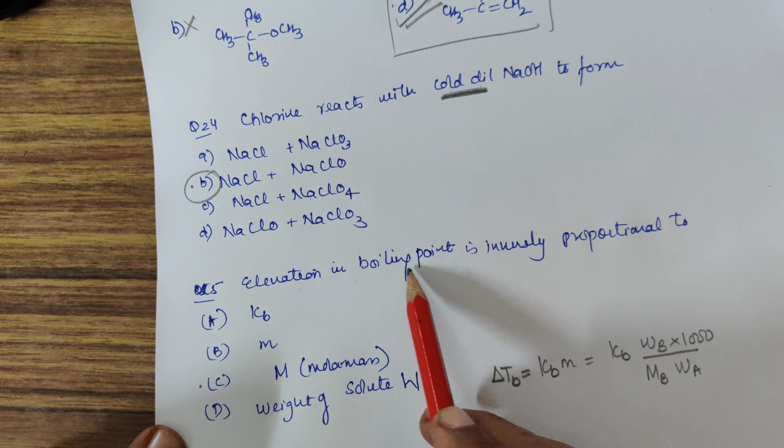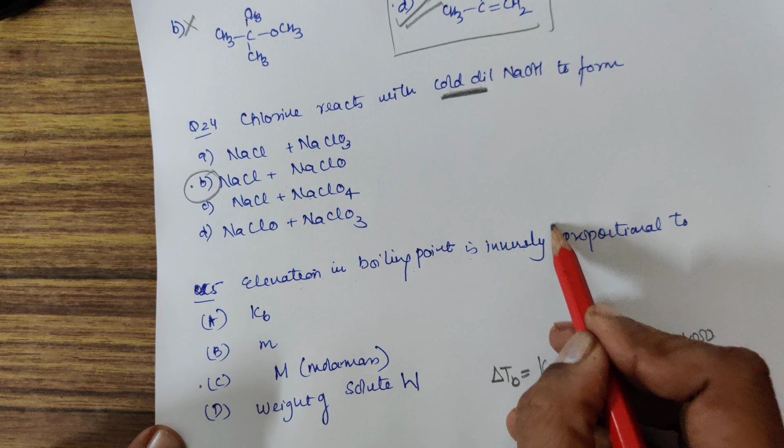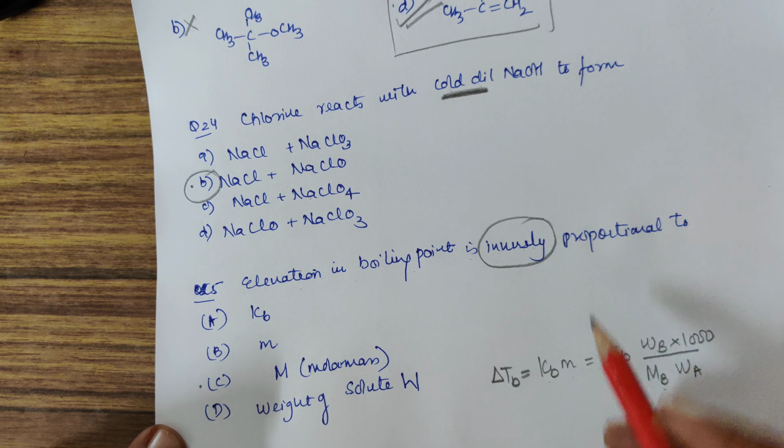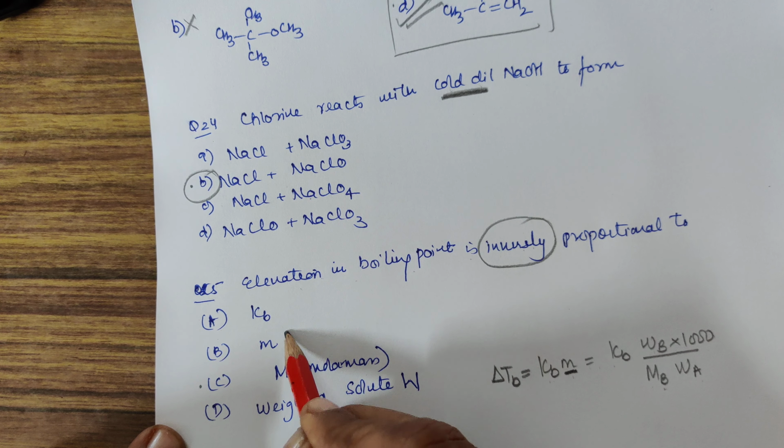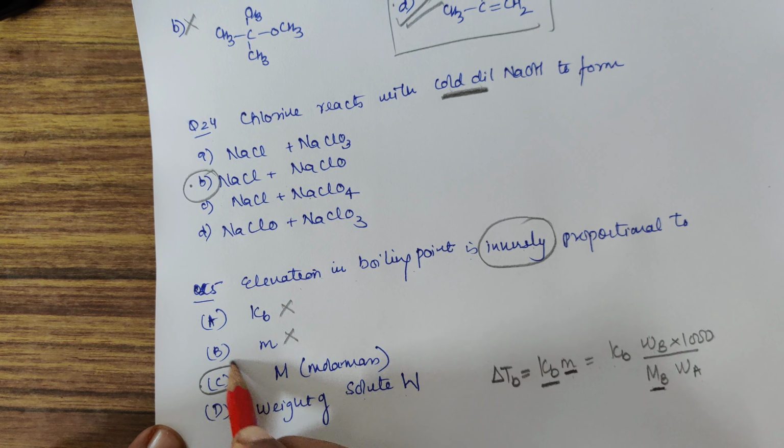Lastly, elevation in boiling point, delta Tb is equal to Kb times m, the colligative property. And molality, if you open it up, is weight of solute upon molecular mass of solute into weight of solvent into 1000. It says inversely proportional. It is directly proportional to molality, so it will not be that. It is directly proportional to Kb also, so that also will not be it. The inversely proportional relationship is with molar mass, since weight of solute comes on top. So your answer should be the C part.